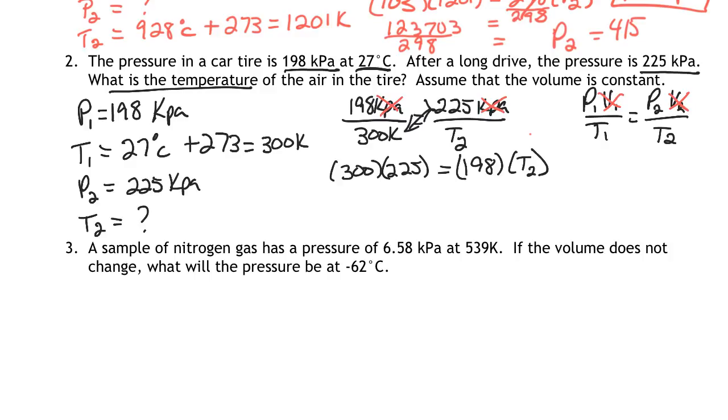And now, in order to get rid of the 198, I'm going to need to divide by 198, so I can get rid of it. And then I'm going to need to divide that by 198. And that'll isolate my second temperature so I can get my answer. Now I can put that in my calculator: 300 times 225 divided by 198. So my answer is going to be 340.